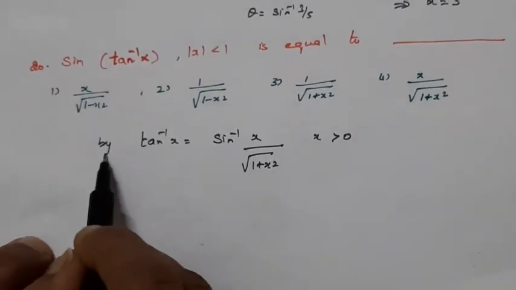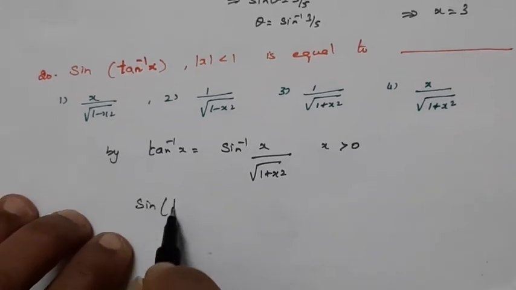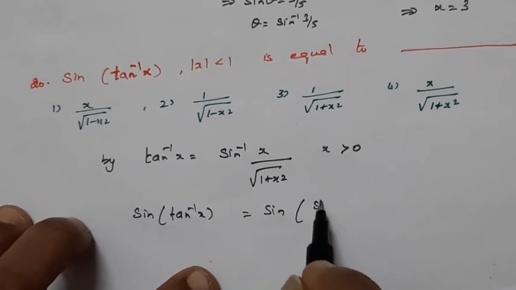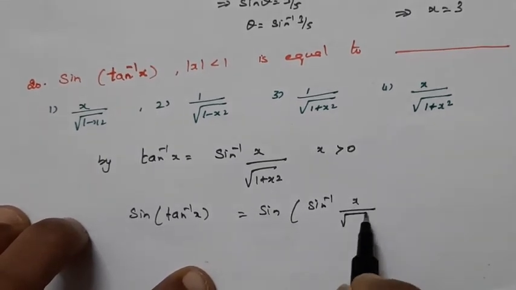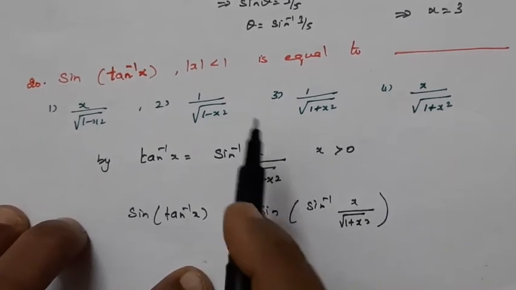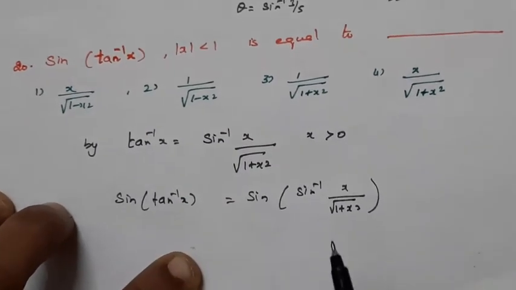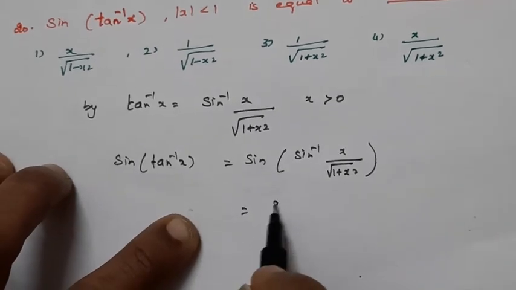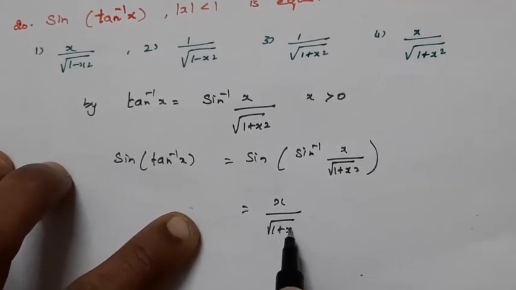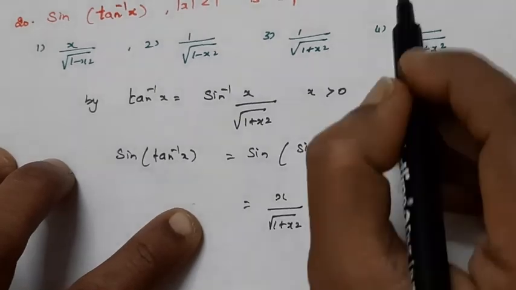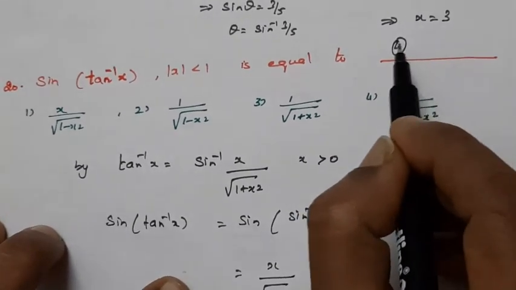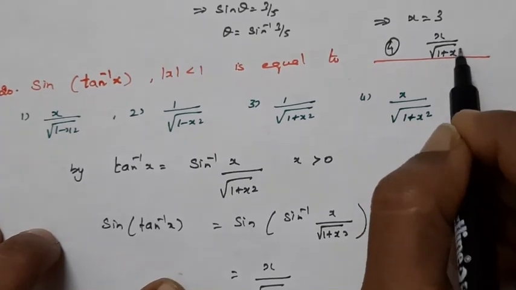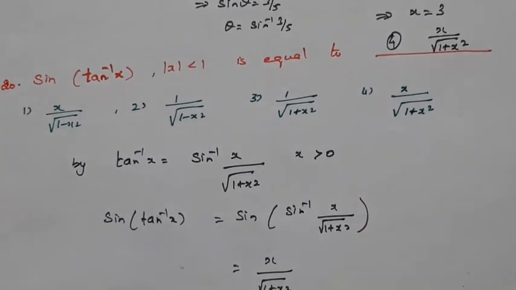So, by this formula we have sin of tan inverse of x is equal to sin of sin inverse of x divided by root of 1 plus x square, where modulus of x is less than 1, which means clearly x is a positive quantity and therefore we can apply this. So, sin of sin inverse means it will be equal to x divided by root of 1 plus x squared. So, that is nothing but our fourth option. So, the answer for the last question is the fourth option, that is x divided by root of 1 plus x squared.